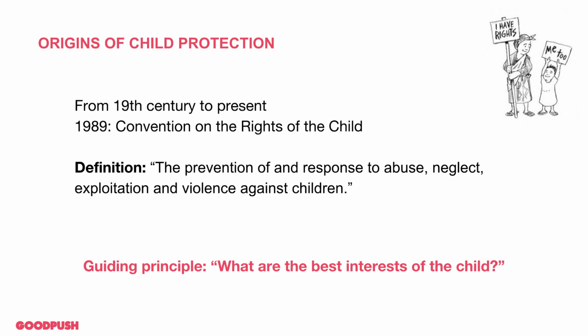In terms of a definition of child protection, a group of non-governmental organizations came together in 2012, about 20 of them, and they wanted to create standards for child protection in terms of humanitarian interventions. And the definition that they came up with, which I think is a pretty good one, is the prevention of and response to abuse, neglect, exploitation, and violence against children. And when we're thinking about child protection, a really useful guiding principle to have in mind if you have situations come up at your project or whatever, is to always think, what are the best interests of the child?